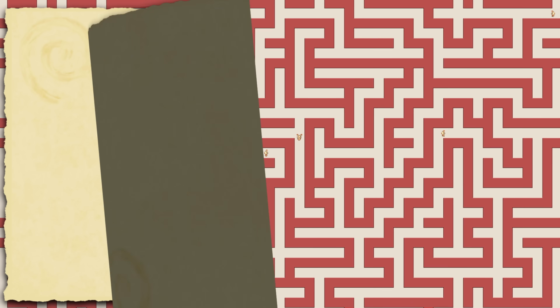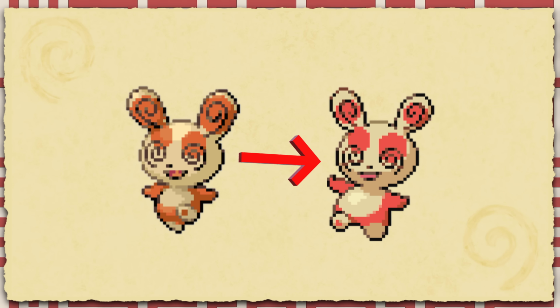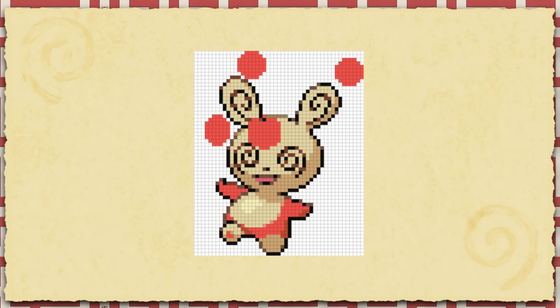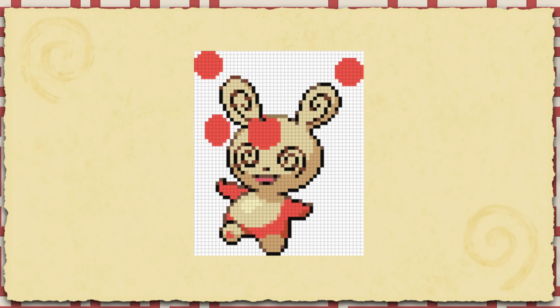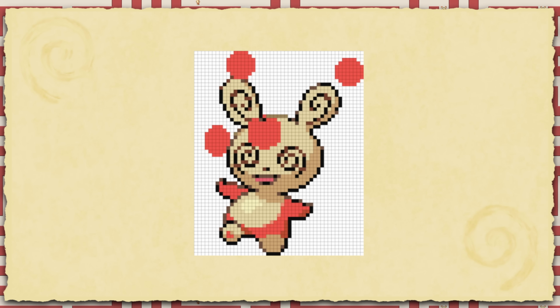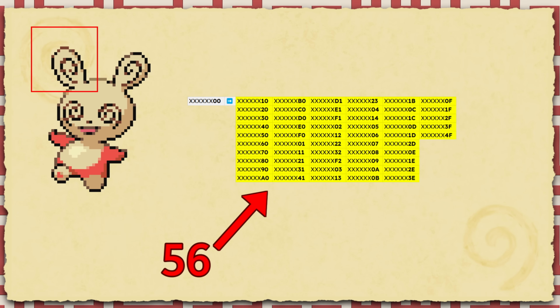Naturally, a new generation means a new sprite for Spinda, so let's see how many patterns exist on the DS. When comparing Gen 3 to 4, the proportions are noticeably different, with the head and most of the spots shrinking relative to the body. Because of this, each spot now has much more room to travel off the sprite, resulting in far more duplicates. Just the top left spot alone has 56 different positions for the same blank pattern.